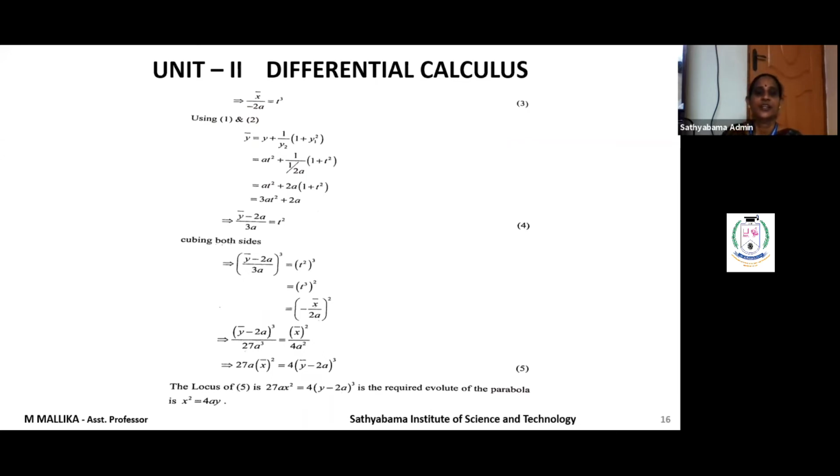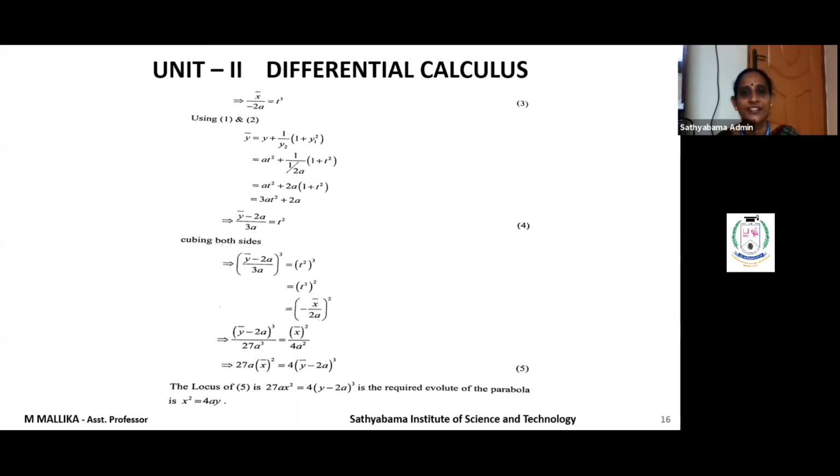Like that, take the next formula, y bar. y bar is y plus 1 by y2 into 1 plus y1 square. Substitute y1 value and y2 value. When I do that, I'll be getting y bar as 3at square plus 2a. From that expression, find out what is t in terms of y. So we'll be getting t square as y bar minus 2a by 3a.